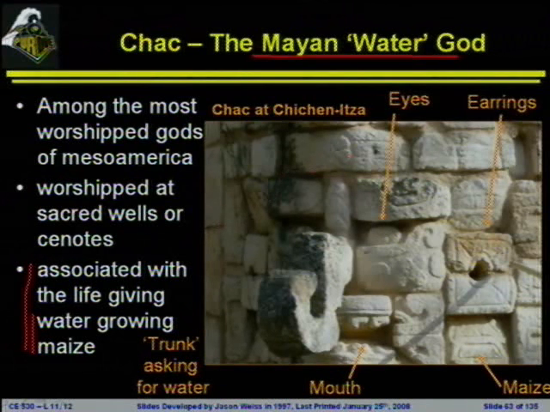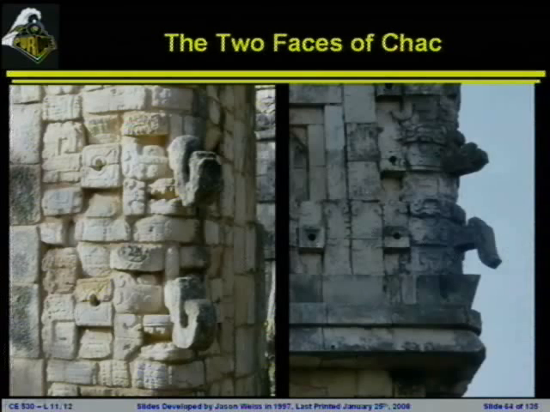So if we look a little bit at Chac, you can see here we've got the eyes of Chac. He's got some earrings. He's got some corn from the earrings, a mouth. And one of the things that's interesting is if you look at Chac, and Chac is on every building, every structure, the trunk of Chac is very, very critical because it basically is a determination of the water content that they have going on at the particular time. So Chac has two faces. He's got a face with the trunk pointing upward, which is asking the gods for water. And he's got a picture with the trunk pointing downward, which is, no thank you, we have too much.